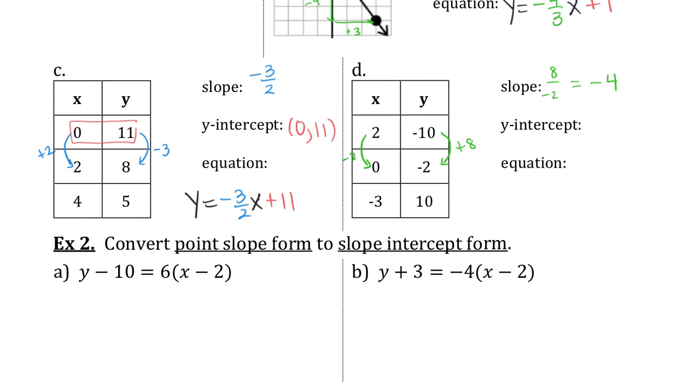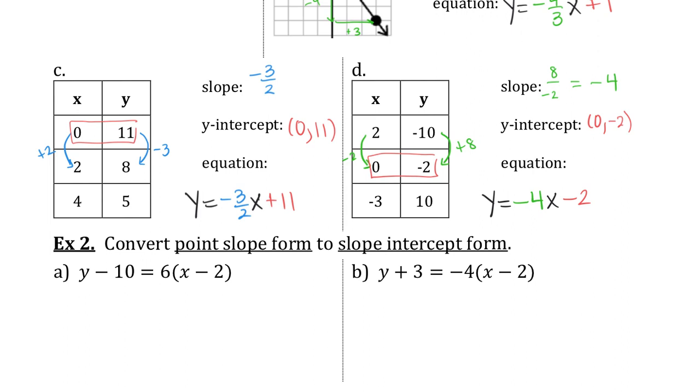Okay, y-intercept. 0 comma, there it is, negative 2. Okay, so what's my equation? My equation is y equals mx plus b, with b being negative 2. So y equals negative 4x minus 2.